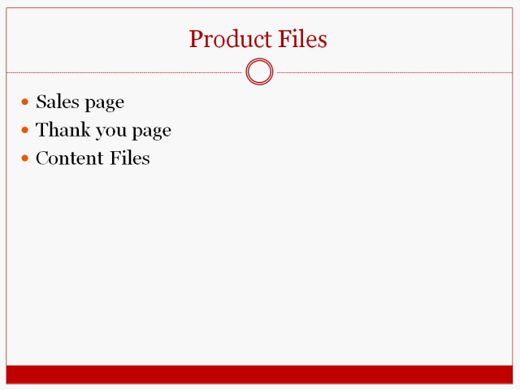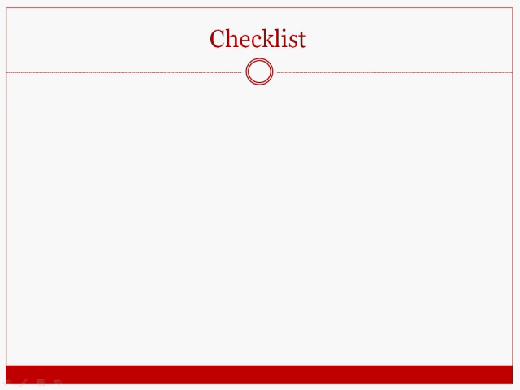So let's talk about product files. I talked briefly about this earlier. You're going to need, of course, a sales page, a thank you page, content files, whatever that might be, videos, PDFs, reports, ebooks, and so forth. You're going to need those in hand. Now let's talk about the checklist.